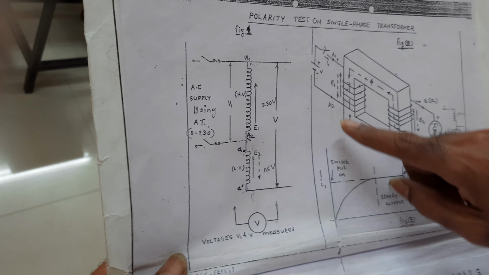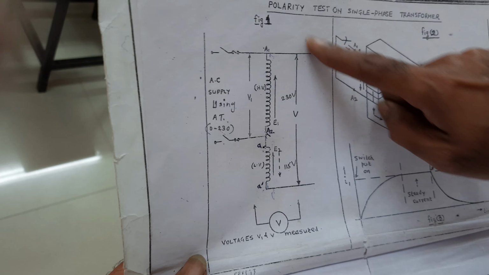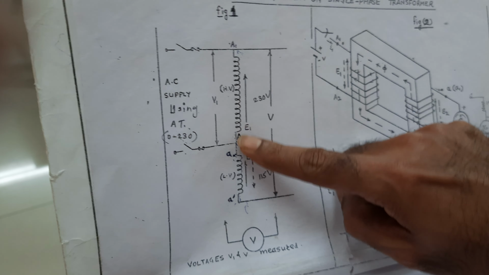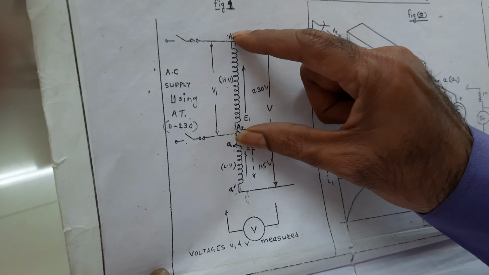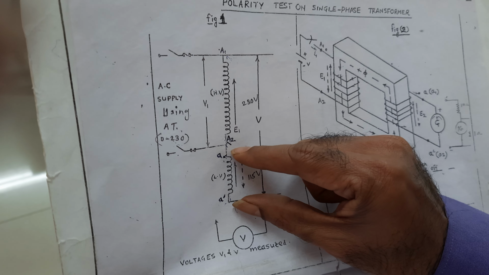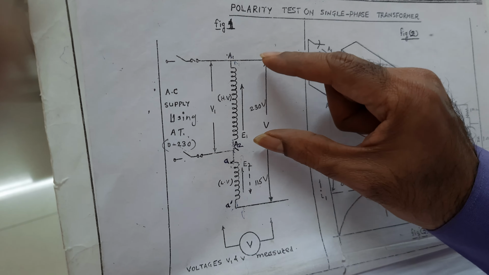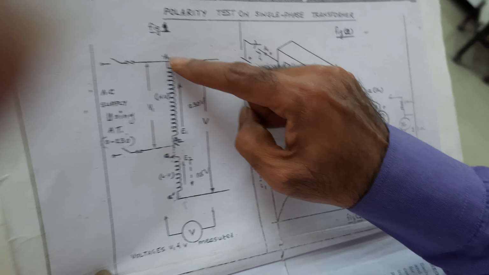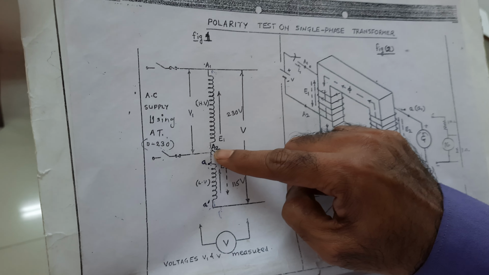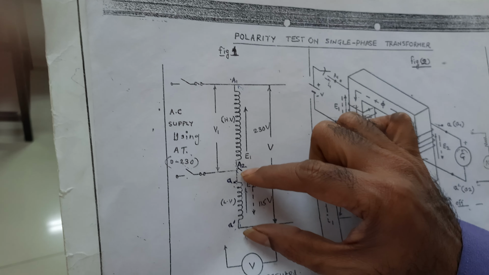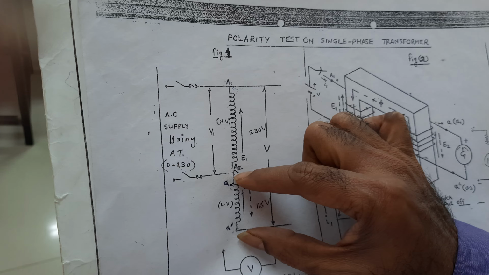Okay, now see the first method. So this is the connection for the first method. So in this case, what is happening? This is A1, A2. This is our primary winding, and this A dash is our secondary or LV winding. Now the supply is given to this primary winding, whose terminals capital A1, capital A2 are known to us. Now we have to decide the polarity of the secondary winding.